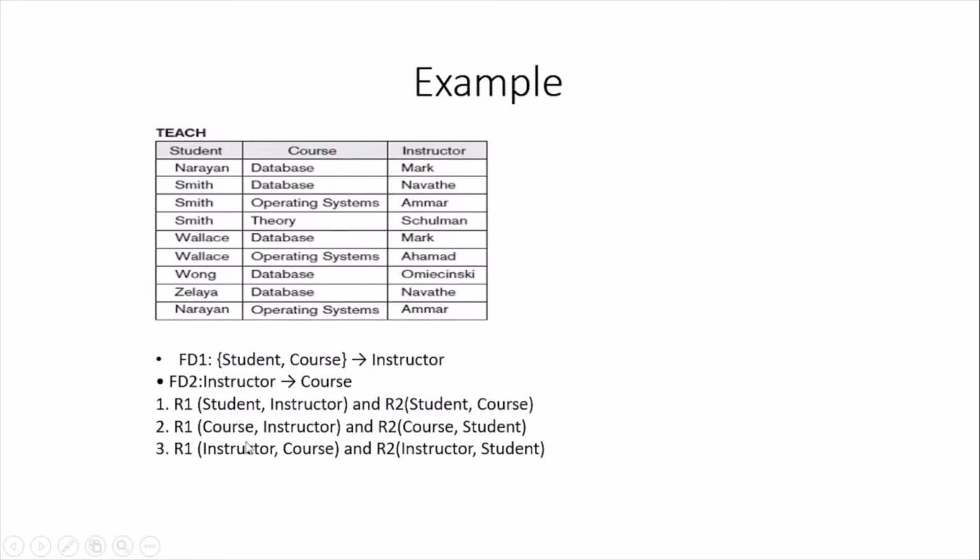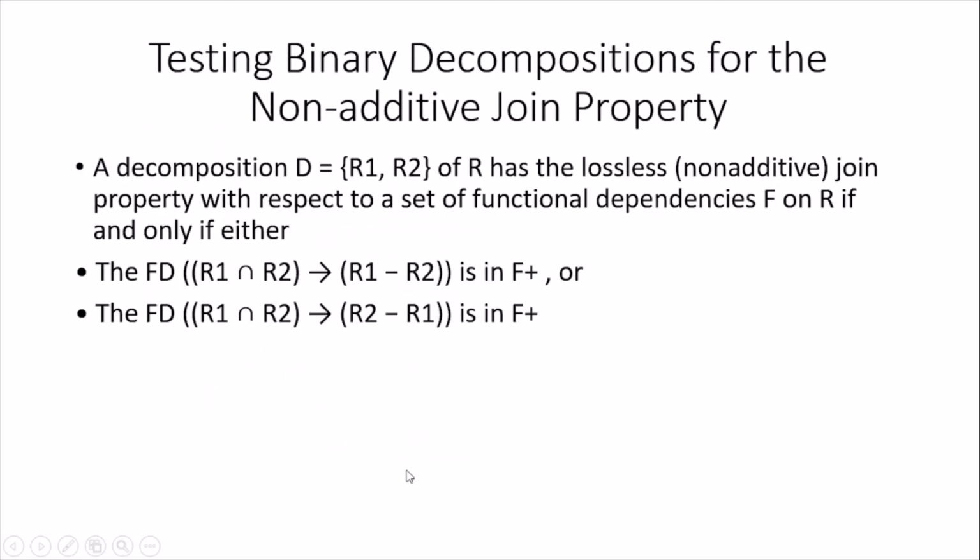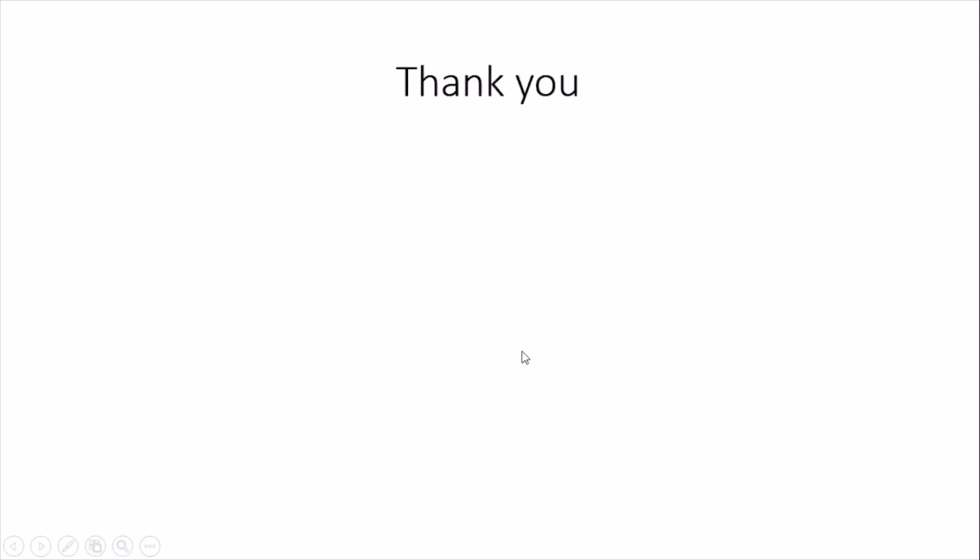And when you consider R1, R2, you have R1 intersection R2, that is instructor to course or instructor to student. Instructor to course is there, but instructor to student is not there. So which means you cannot preserve this functional dependency. So it is not going to preserve this lossless non-additive join property. So that is for today.